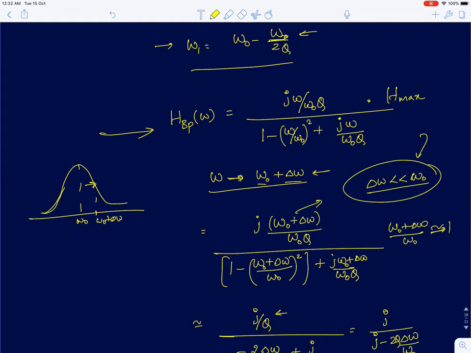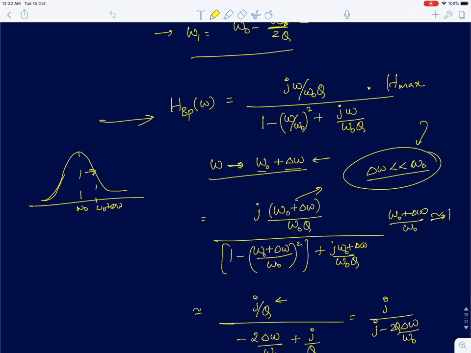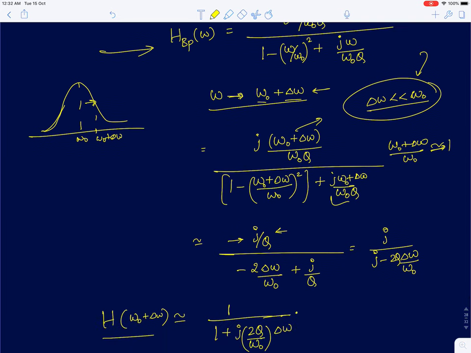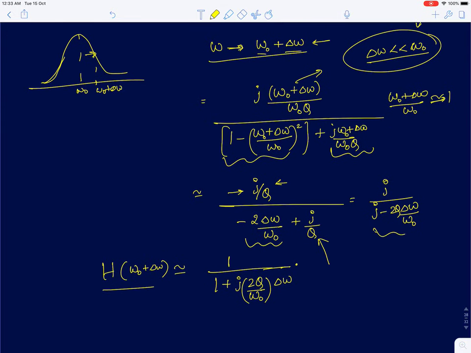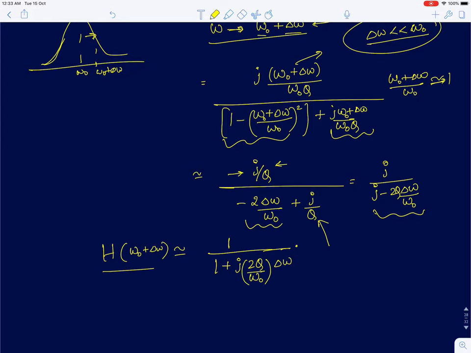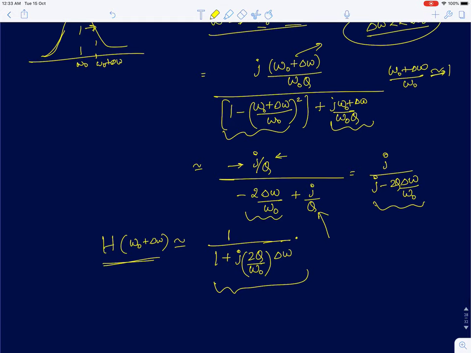Okay, in this term, I'm going to assume that omega naught plus delta omega is approximately omega naught itself. So this numerator will just reduce to j by Q, and this term will also reduce to j by Q here. Whereas this term, if I ignore the delta omega square term, I can very easily reduce to minus 2 delta omega by omega naught. Then by just rearranging the terms, we can get an expression. I'll just show you the final equation, which is this. You can very easily show that you'd get this expression for H of omega naught plus delta omega, for small frequencies delta omega away from omega naught.